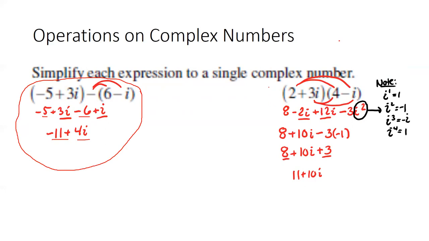Now, for this one here, there's a little bit more going on. So let me just go ahead and skip past the note for now. So we use FOIL, right? We do 2 times 4, that's how we get the 8. And then negative 2i plus 12i minus 3i squared. Now, the trick here is this.